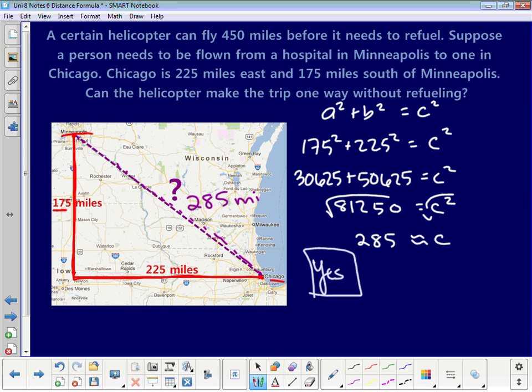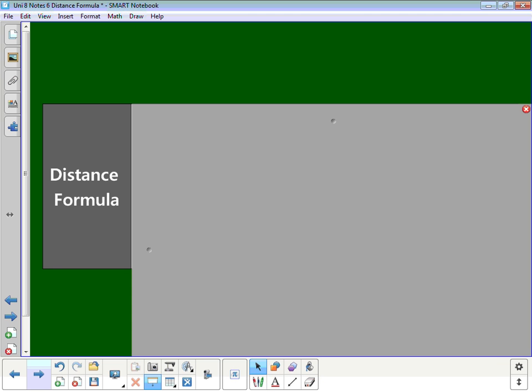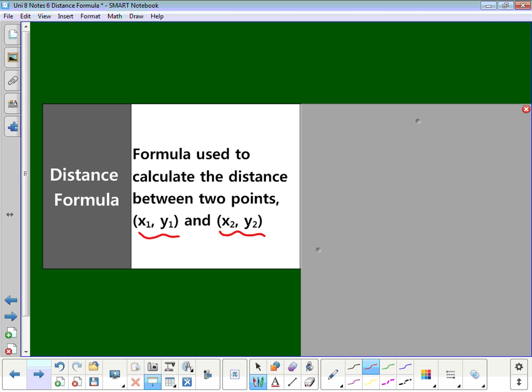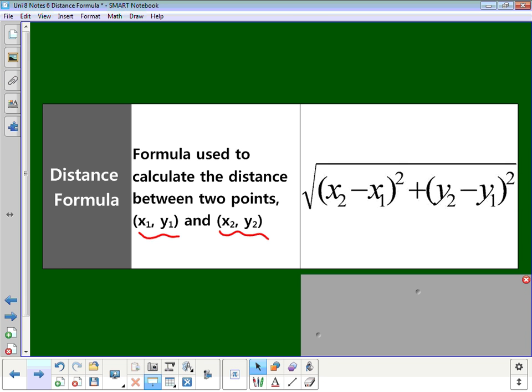Now, the Pythagorean theorem gives us the distance formula. Let's just look at what the distance formula is. The distance formula is what we can use to calculate the distance between 2 points on a coordinate plane. So you're going to be given two coordinates, x1, y1, and x2, y2, and we're going to plug them into the distance formula, which looks like this. We take the square root of x2 minus x1 squared plus y2 minus y1 squared. Okay, let's take a look at practicing some of those questions.